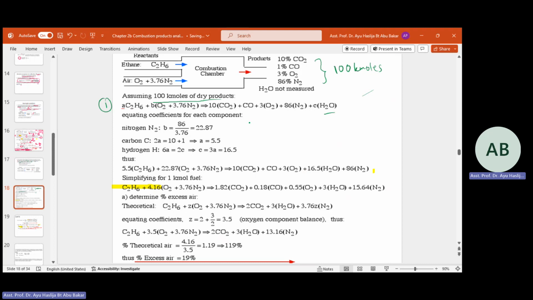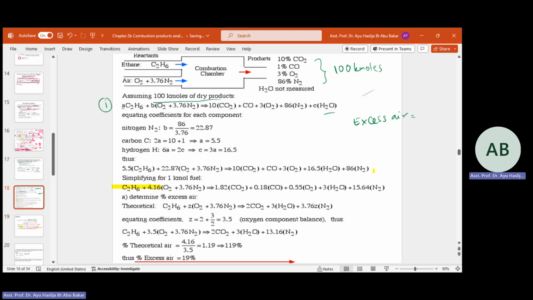Okay, now the first question just now asks you to find the excess air. Percentage of excess air. So for the percentage of excess air, we need to know initially what is the theoretical air. Remember the formula to find excess air? It's either using the equivalence ratio, right?